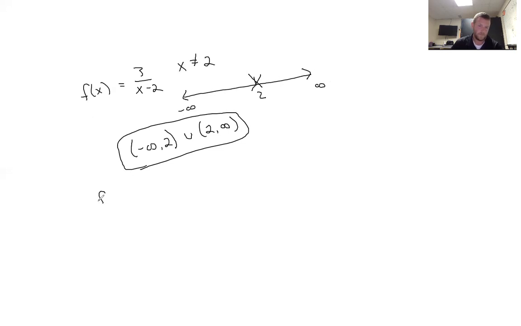The second one, for x plus 5. Is there fractions? No. Is there square roots? No. Okay, so it's negative infinity to infinity. The next one.